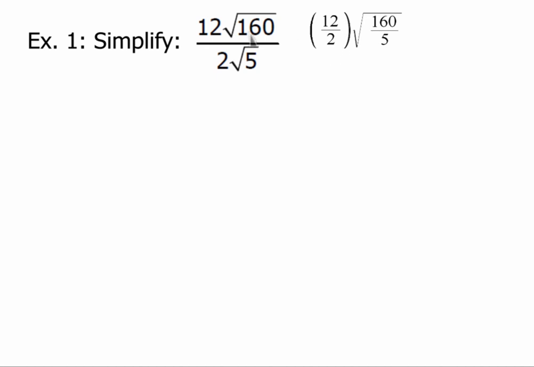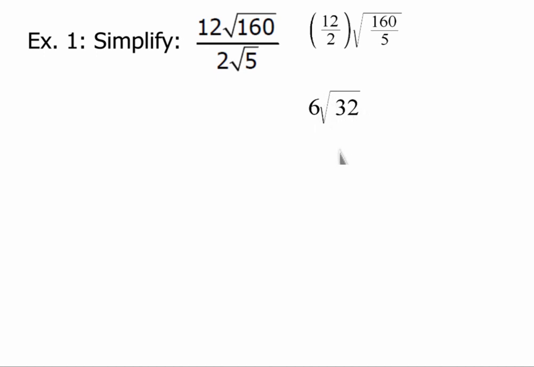And then the nice thing with square roots is I can do something like this: for the square root of 160 over the square root of 5, I can put them both under one radical and have the square root of 160 divided by 5. If I work this out a little farther, 12 divided by 2 is 6, and 160 divided by 5 is 32. So this becomes 6 times the square root of 32.